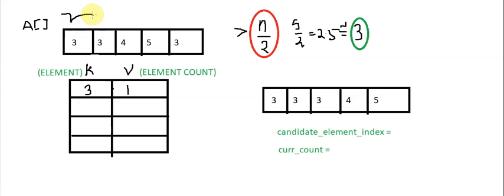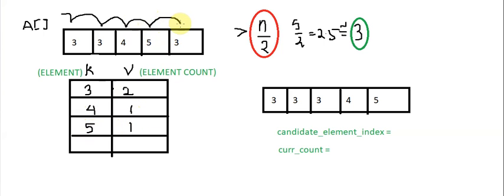Then I will traverse further. I am encountering 3 again, so I will increment its value to 2. Then I will further traverse. I will encounter 4. So 4 is not present in this dictionary, so I will add 4 and I will set its count as 1. Then I will encounter 5. So 5 is not present in dictionary, so I will add 5 and I will set its count as 1.